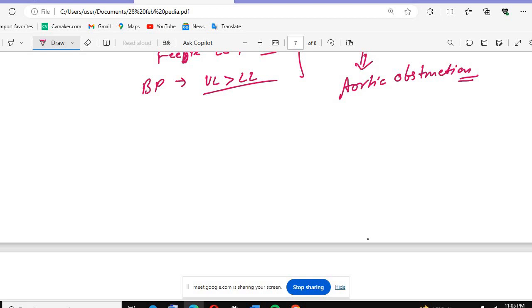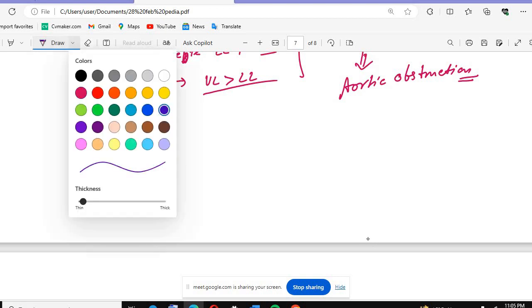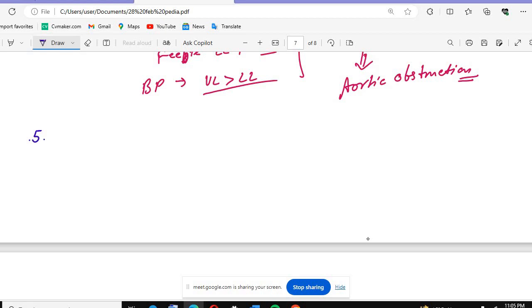There is one more sign that we see, the scimitar sign, the sword sign, which is seen in PAPVC. What is PAPVC? Partial anomalous pulmonary venous connection. We have studied the total anomalous pulmonary venous connection, and here it is partial.